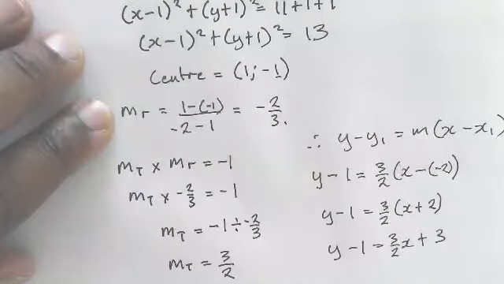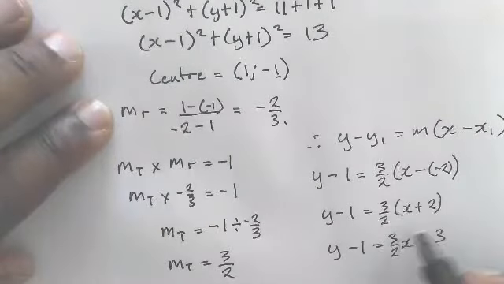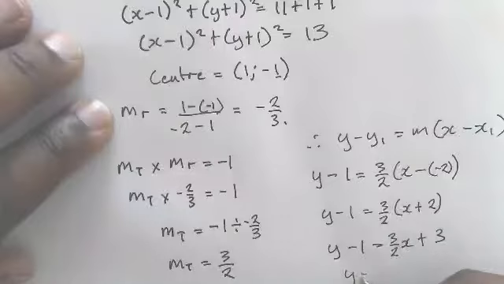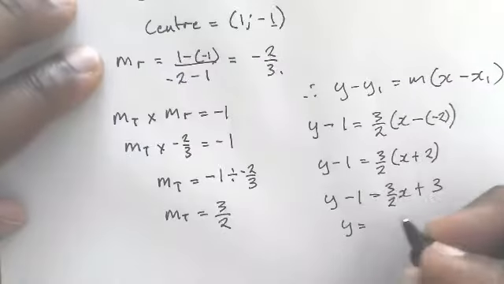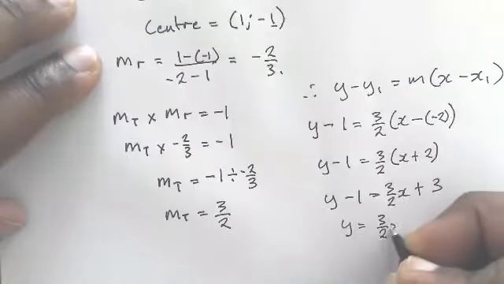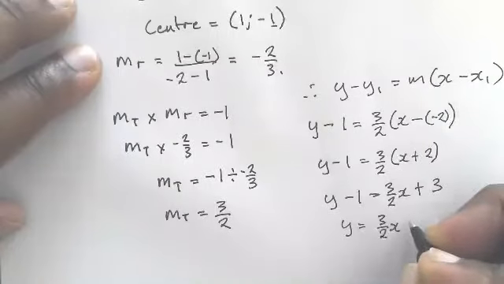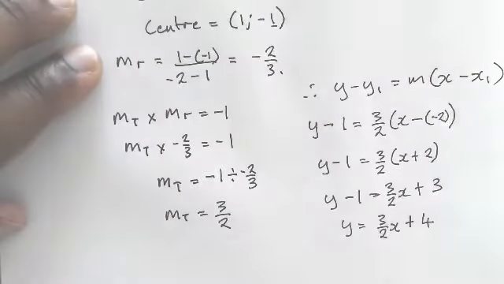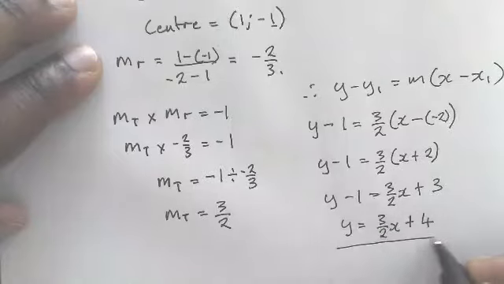If you do it on the calculator, you're going to get 3. Okay, and then take this 1 over. So y is equal to 3 over 2 x, yes, plus 4. It's done.